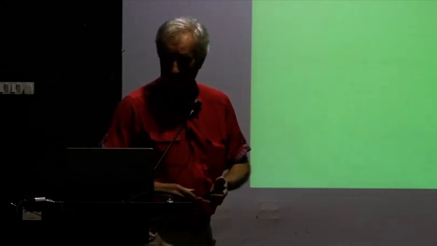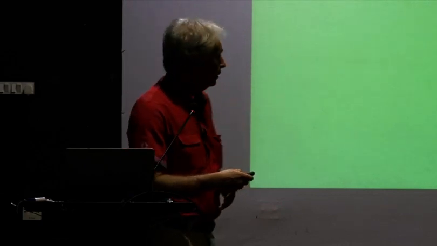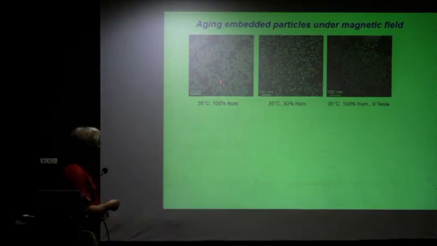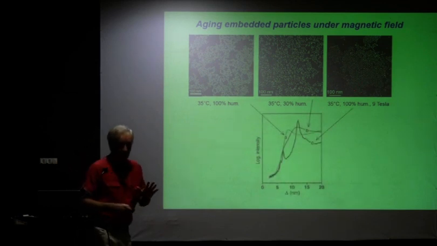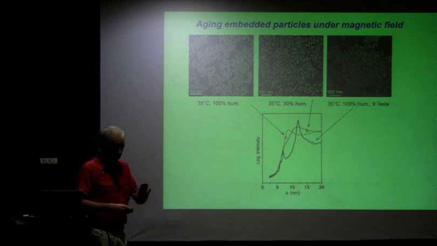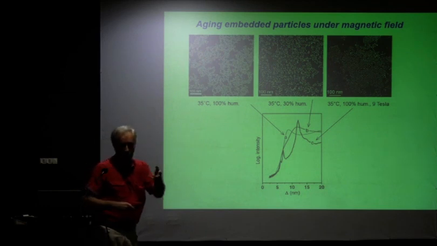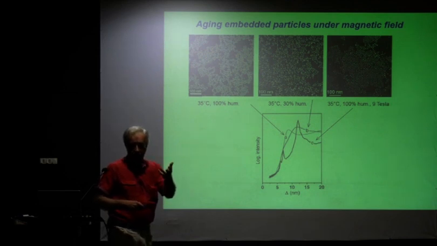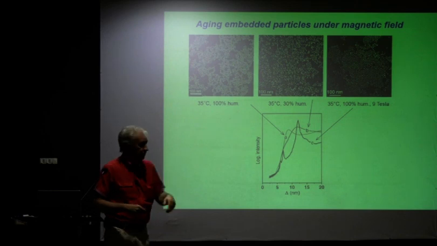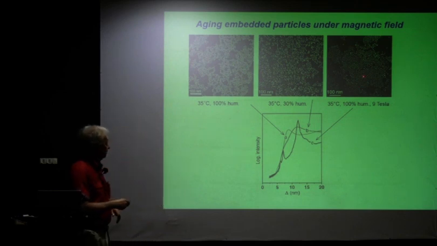And if you age these embedded particles under a magnetic field of about 9 Tesla, so these were the other two, you see that you get these beautiful structures. What you do is they're in a magnetic field, you age them, and then I think what they do is they freeze this state by irradiating it with ultraviolet light for several minutes or something, and then you can reduce the magnetic field and they stay like this.